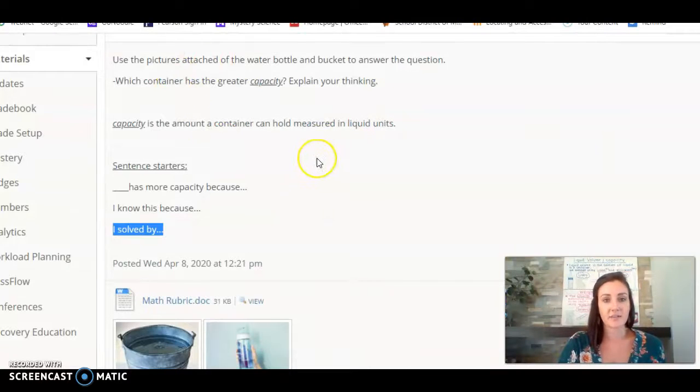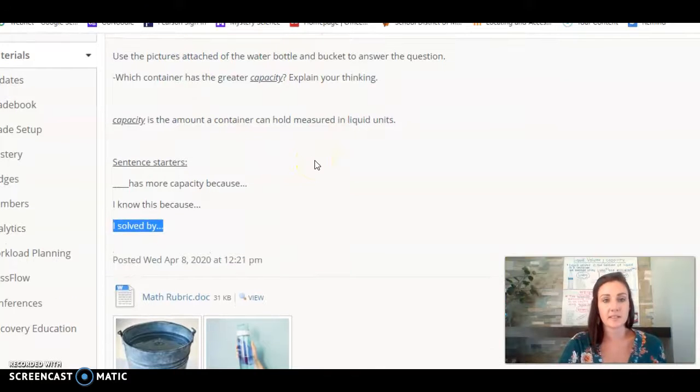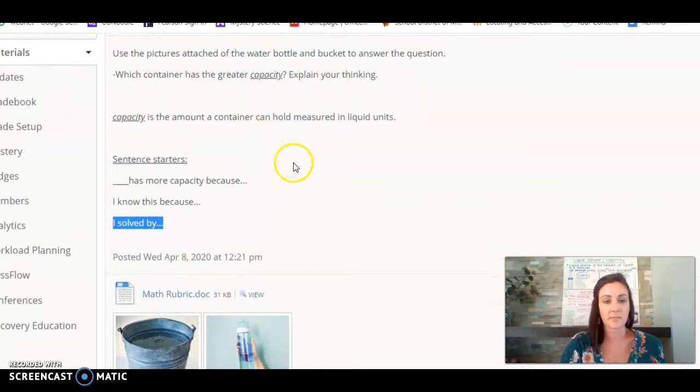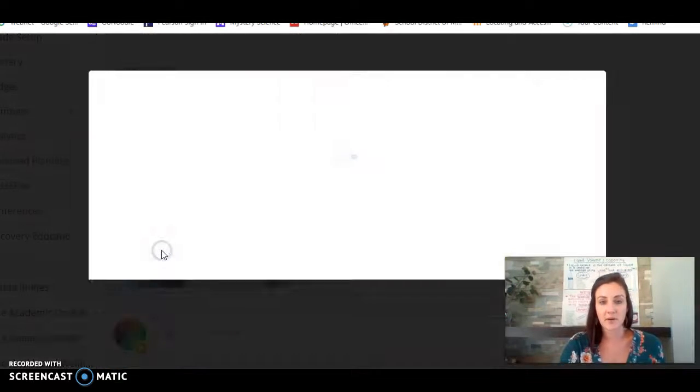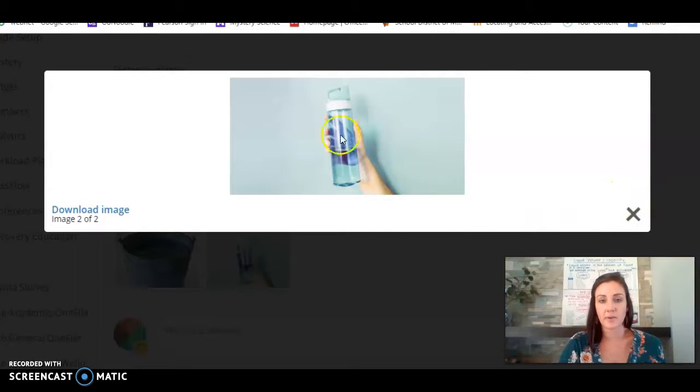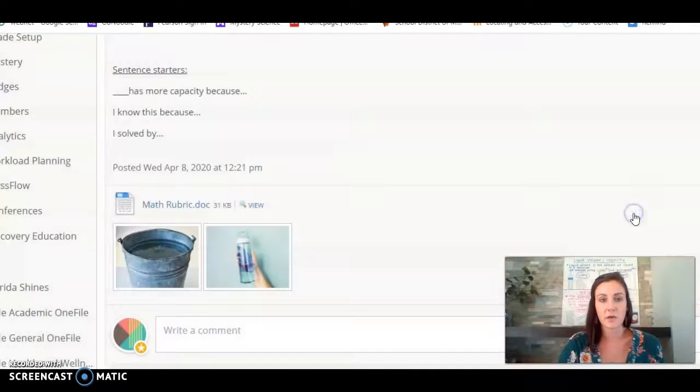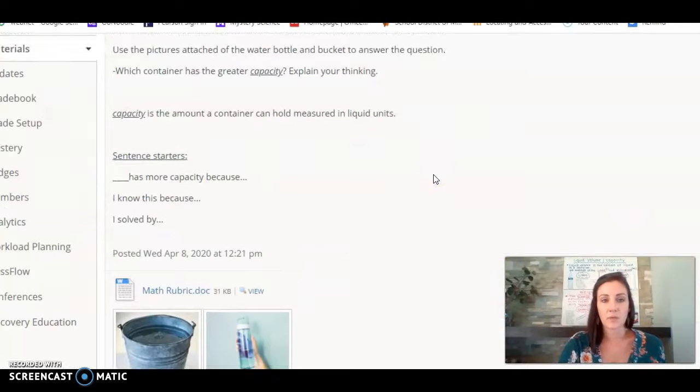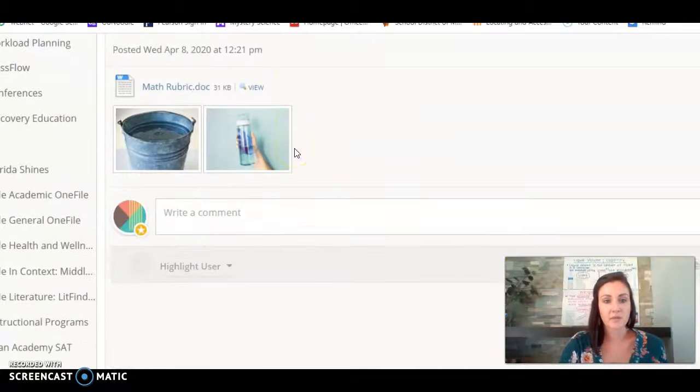So as I just read, you're comparing these with the discussions, your water bottle to the bucket. You can click on these to open them up a little bit more. Here's your bucket. And then we have your water bottle here as well. They want to know which one holds a greater capacity, which means holds more water. So once you're finished here, you're going to write first before you can see or respond to your other classmates.